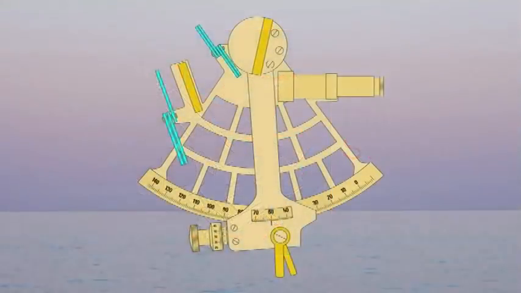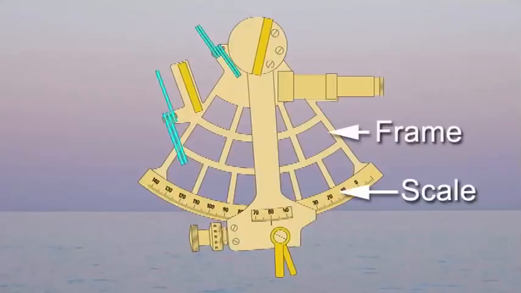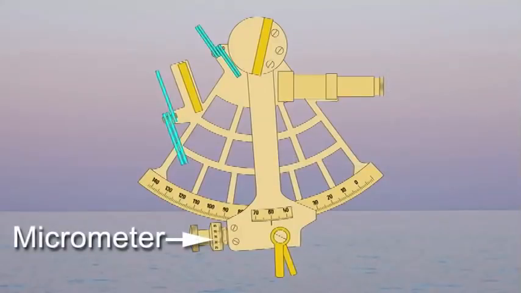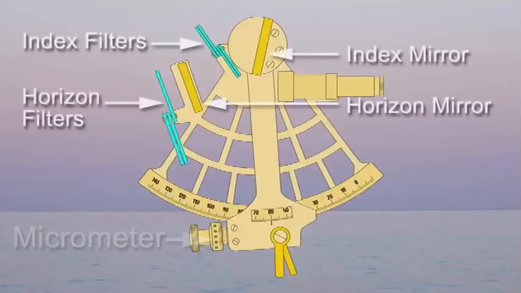Before we start setting up and using the sextant, let's make sure we're all using the same terminology and label the parts of the sextant. We have the frame, the scale measured in degrees, the telescope, the index arm, the index arm lock, the index arm micrometer used to measure minutes and tenths of a minute, the index mirror, the index mirror filters, horizon mirror, and the horizon mirror filters.